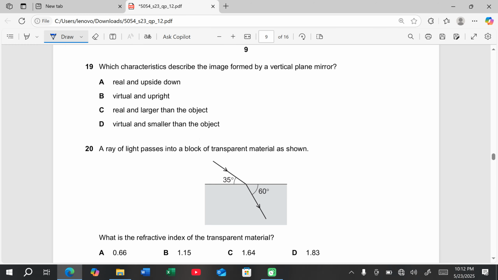Which characteristic describes the image formed by a vertical plane mirror? A vertical plane mirror image is upright and virtual.